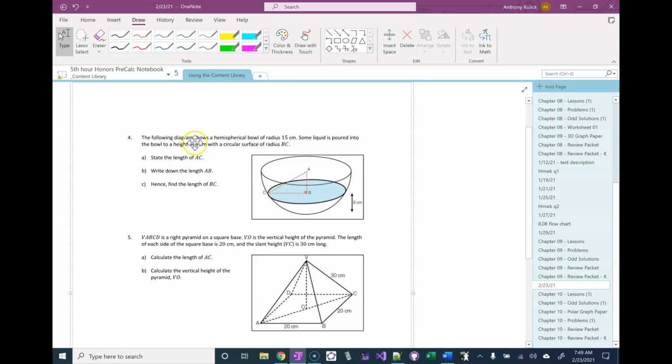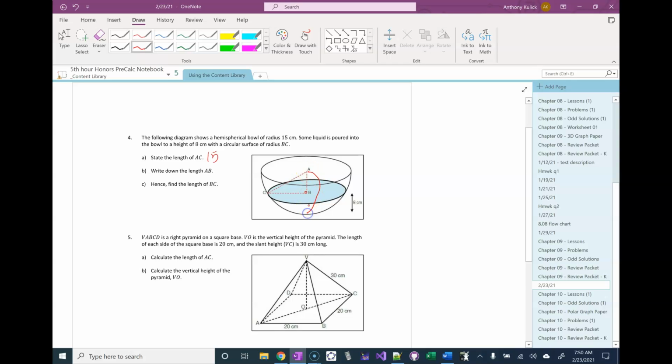Okay, so the following diagram shows a hemispherical bowl of radius 15. Some liquid has been poured into the bowl to a height of 8 centimeters with a circular surface radius BC. State the length of AC. Well, AC is a radius for that sphere, right? Because A is the center of the circle at the hemisphere. And anything going from the center of the sphere to a point on the sphere is going to be a radius. So that's 15.